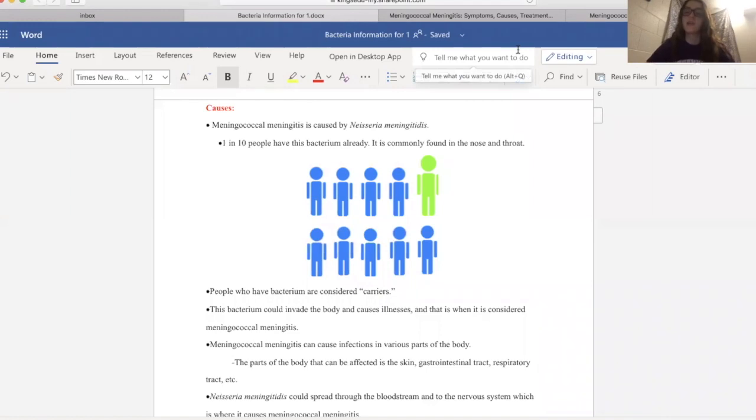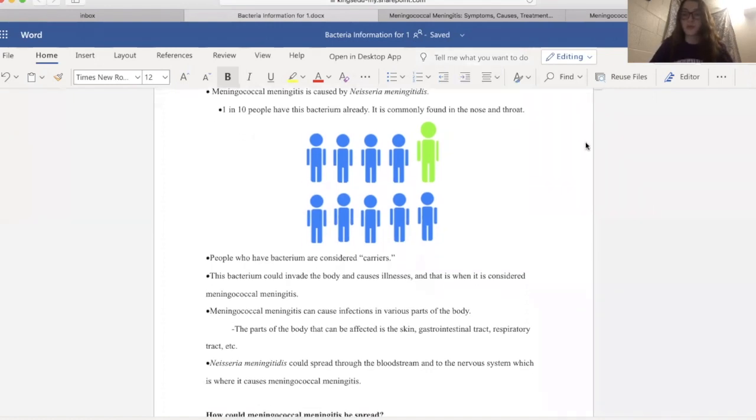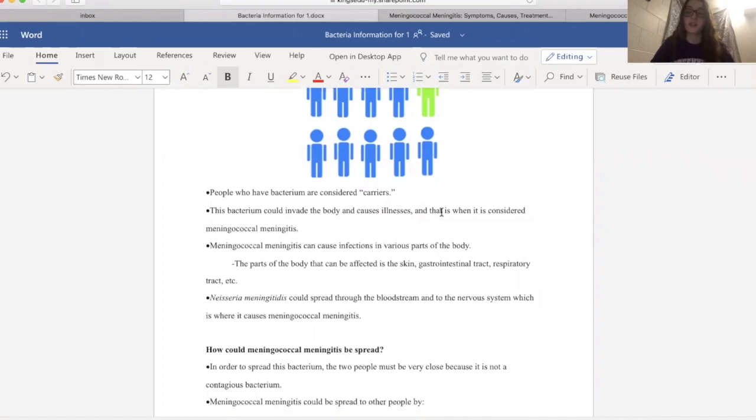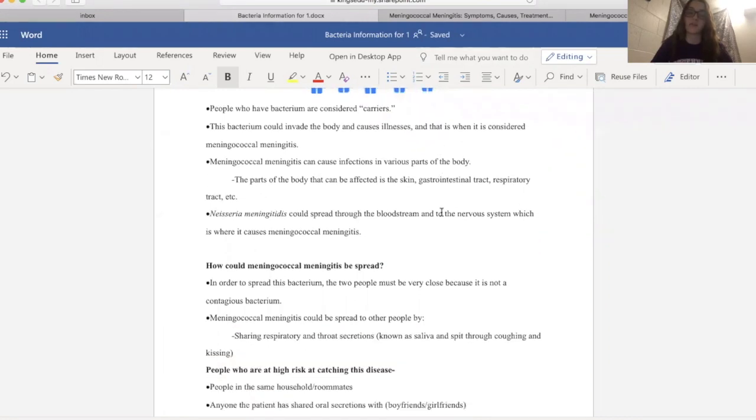Hi, today we're going to be talking about the cause of meningococcal meningitis. Meningococcal meningitis is caused by the bacterium Neisseria meningitidis. This bacteria is found in 1 in 10 people. It's commonly found in the nose and the throat. When it's found there, it's not harmful. This picture represents how Neisseria meningitidis is found in 1 in 10 people. People who have this bacterium are considered carriers. This bacterium could invade the body and cause illnesses, and that is when it's considered meningococcal meningitis.